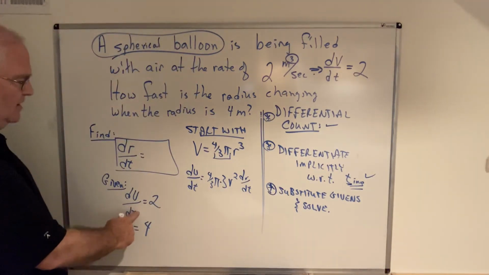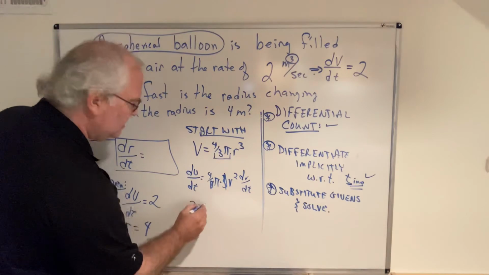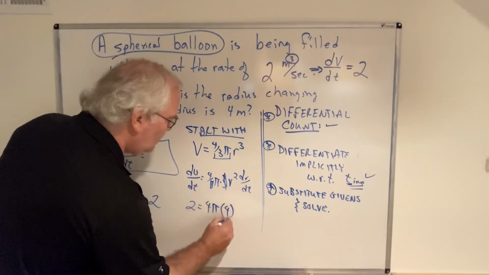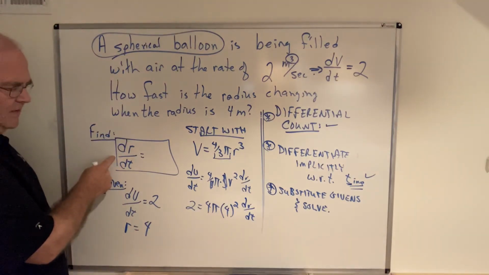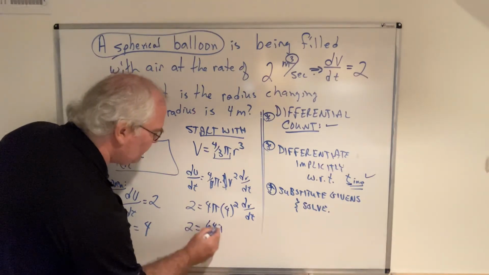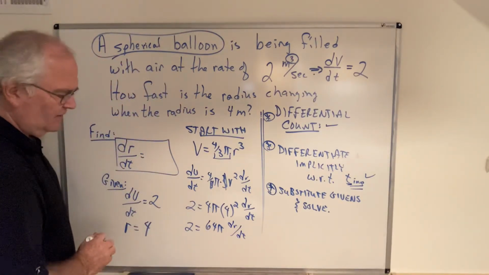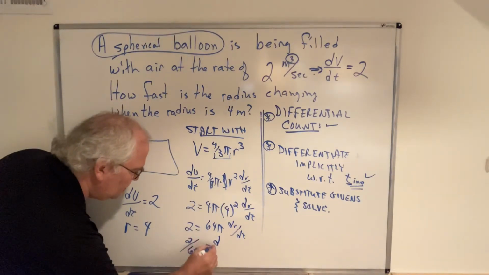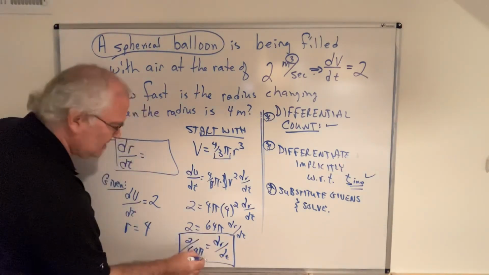And so we're given dv dt is 2. So 2 is equal to, here these 3's cancel. I can cancel these 3's. This is given, this means 4 pi times, what is r? r is given to be 4, dr dt. And solve for dr dt. So this is 4 times pi times 16. This is 64 pi dr dt. And divide both sides by 64 pi. This is 2 over 64 pi is equal to dr dt. That's what we want. As far as I'm concerned, put a box around it and be happy.